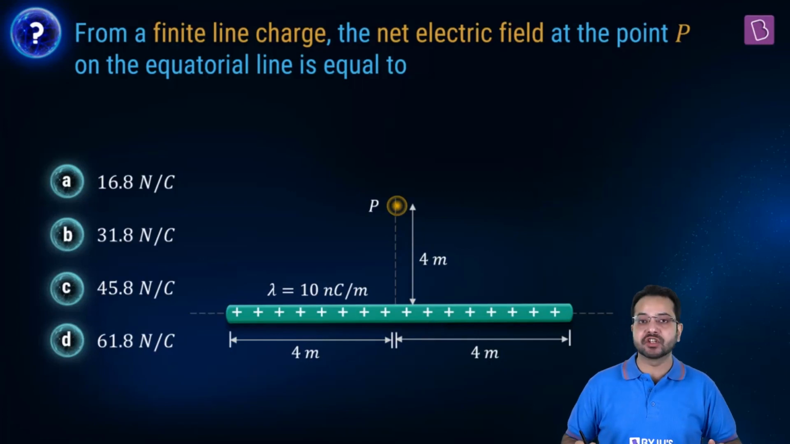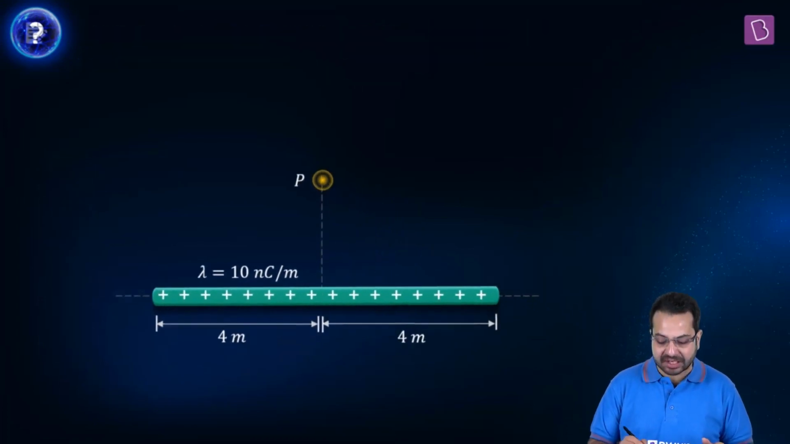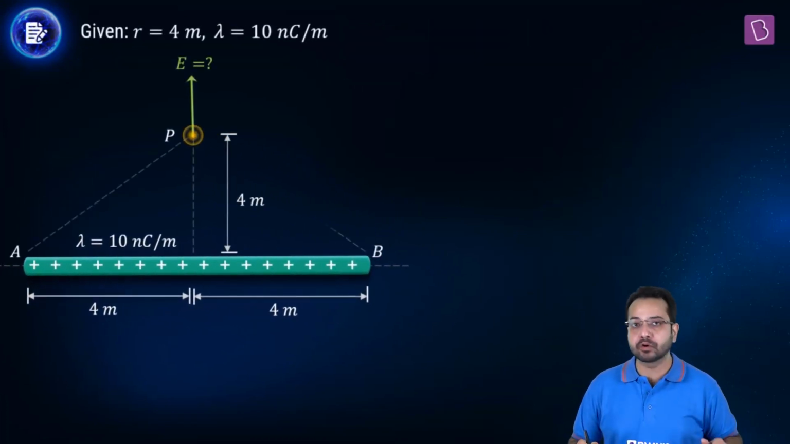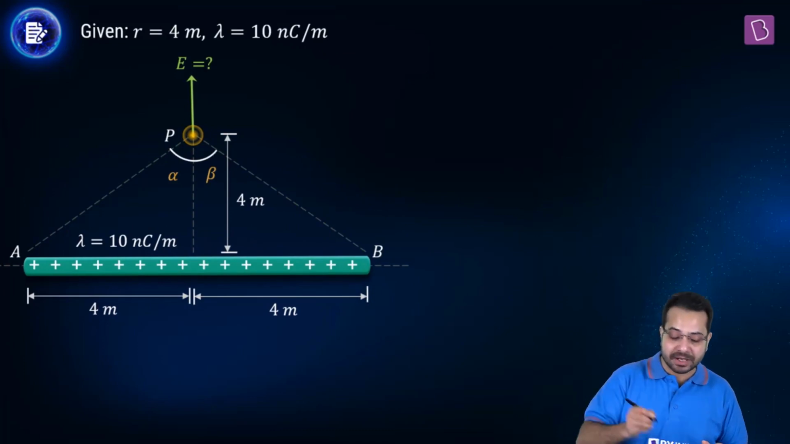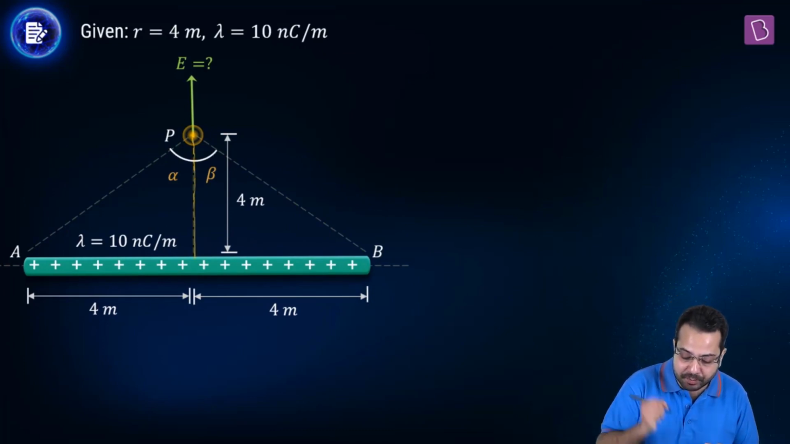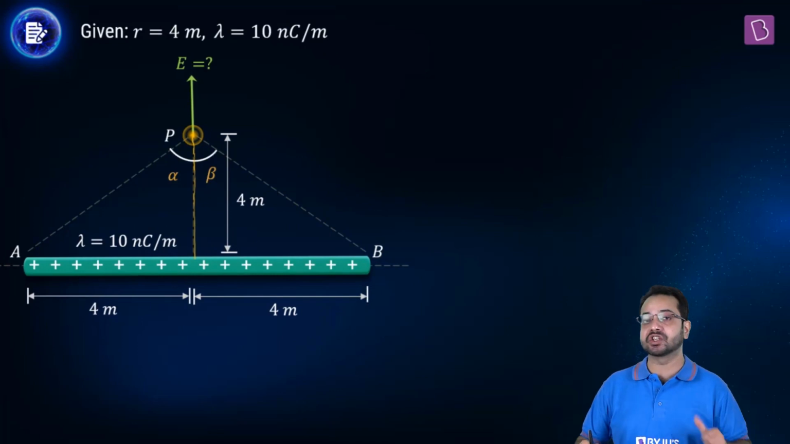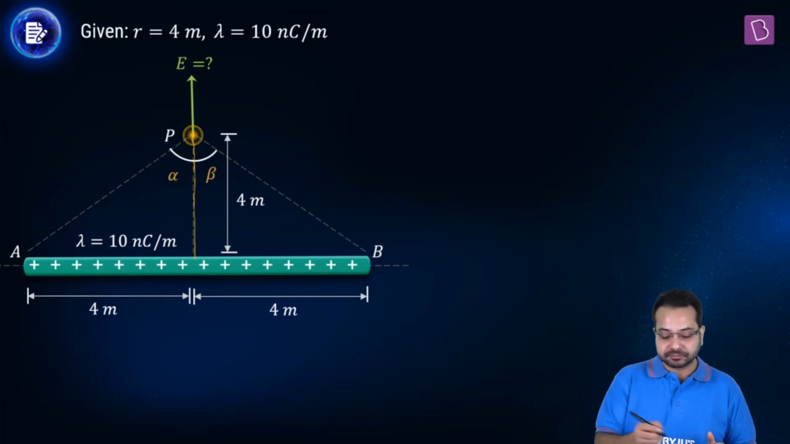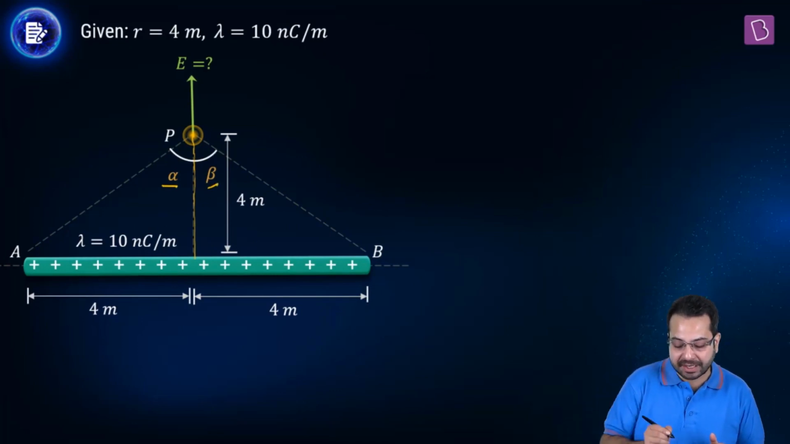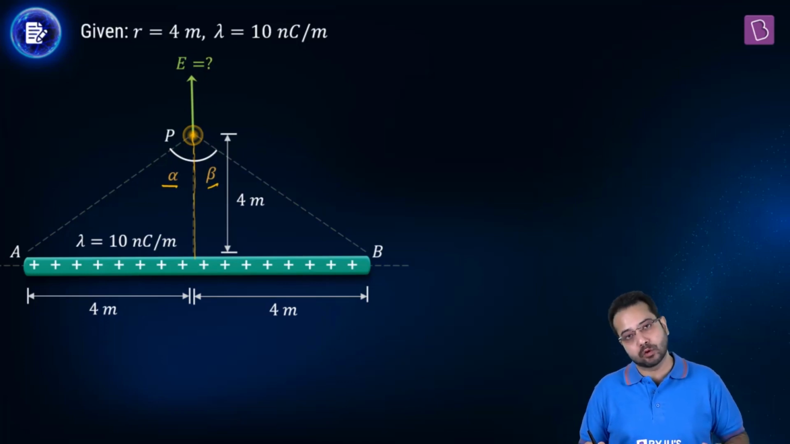From a finite line charge, the net electric field at the point P on the equatorial line is equal to. Okay, so we have a finite line charge and we are talking about an equatorial point. What does it mean? It means that this line here is going to be a perpendicular bisector of the line charge. What does it mean? It means that this angle alpha and angle beta are going to be equal.